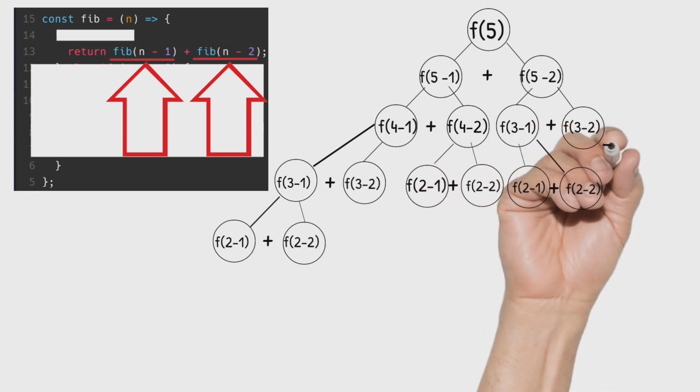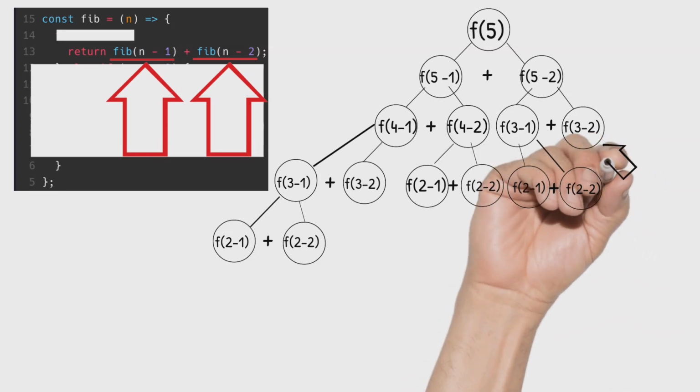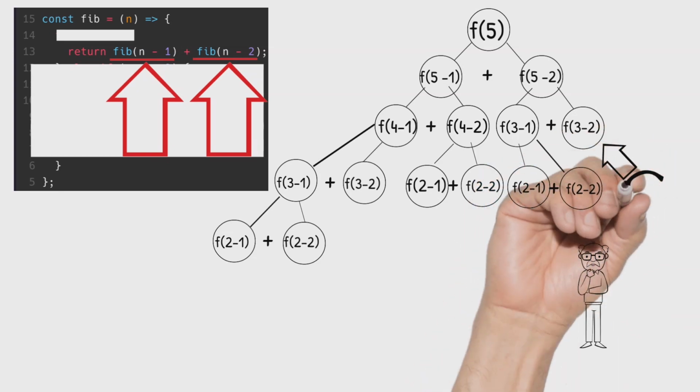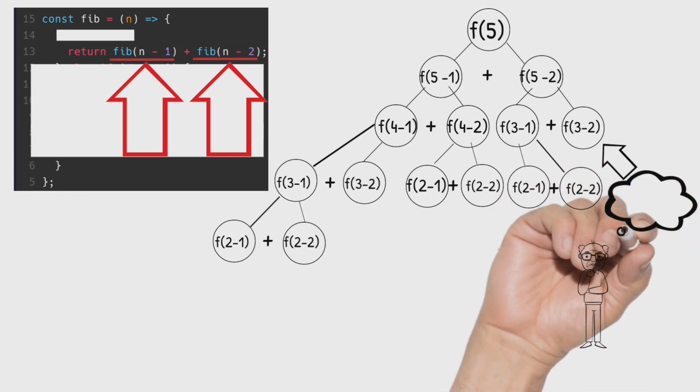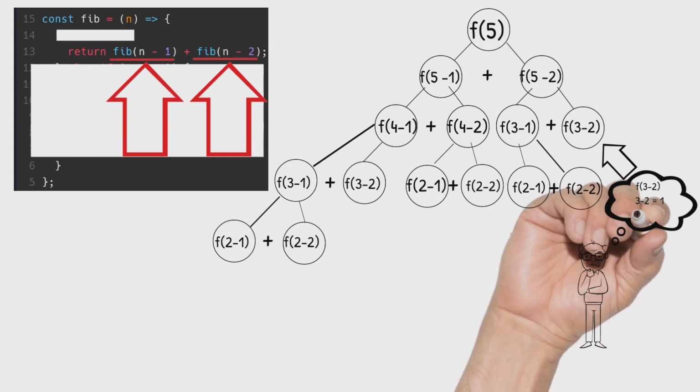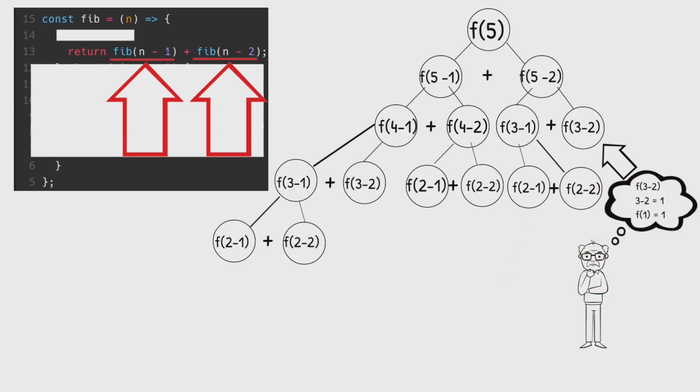Now you will notice that some of these nodes, like this one for example, are not expanding into more nodes like the others. This is because after doing the math in the parentheses, the result is either fib1 or fib0, and if you remember, fib1 and fib0 will always equal 1 and 0 respectively. This will be the case for any node where the result is equal to 0 or 1.